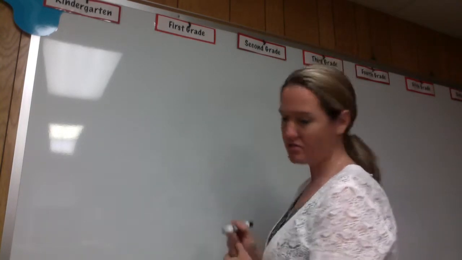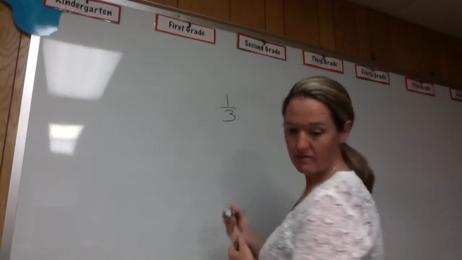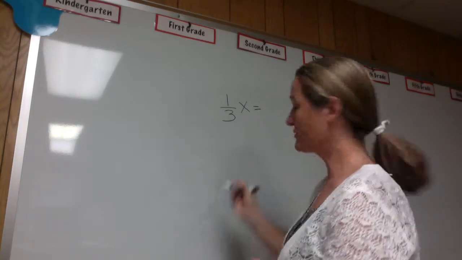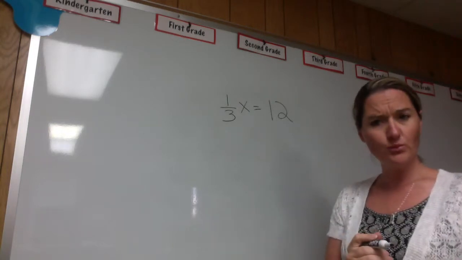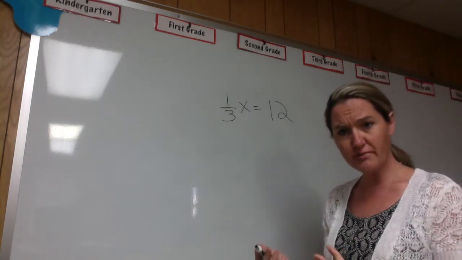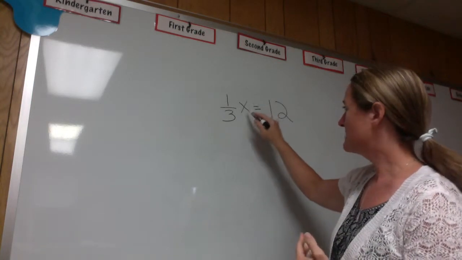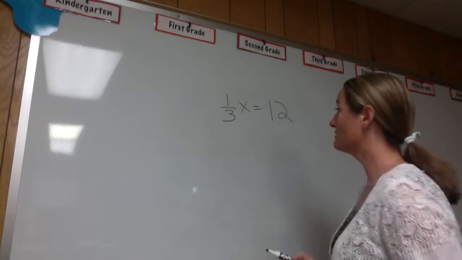Let's do 1/3 x is equal to 12. If you recall, when we've solved algebraic equations in the past, you always do the opposite. We want to get the x by itself. You do the opposite to get rid of it on that side, and then you do the same thing over there.